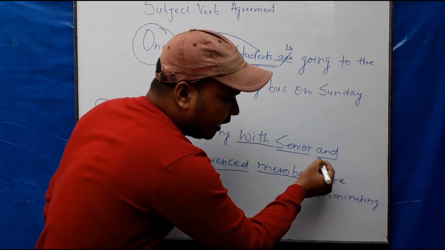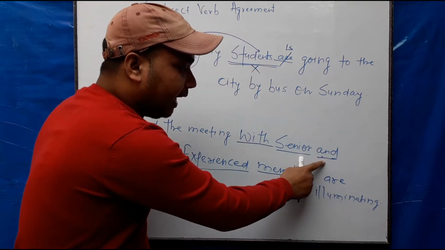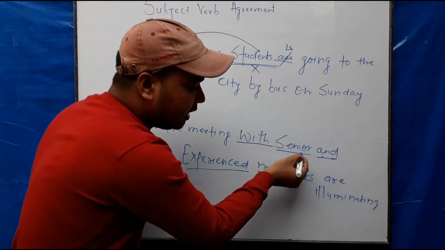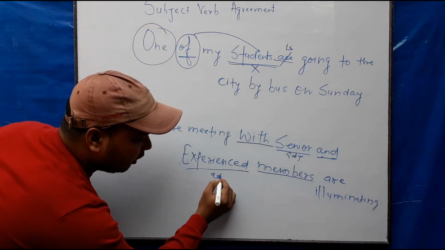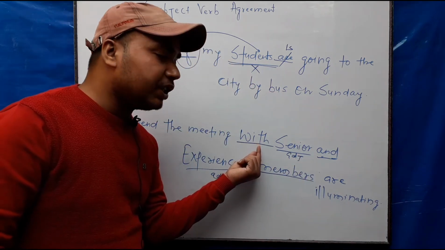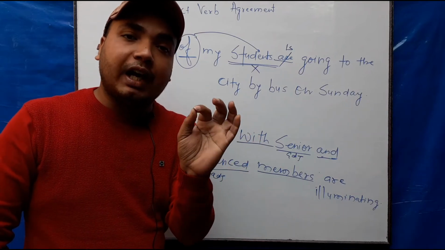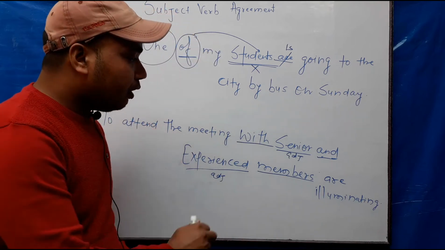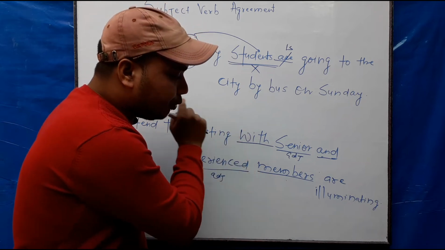So "and" here is a coordinating conjunction. It has joined two same-rank structures here. Senior is an adjective and experienced is also an adjective. Here is a preposition, "with", and after a preposition any noun will come. So a noun has come, members. So this noun is the object of this preposition.